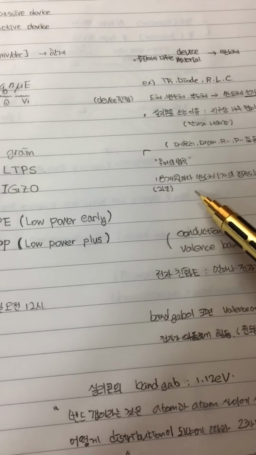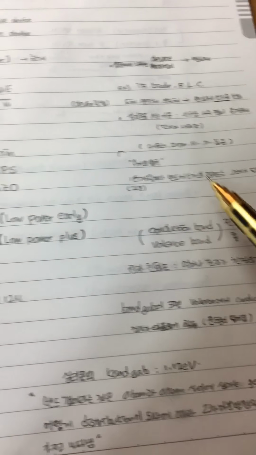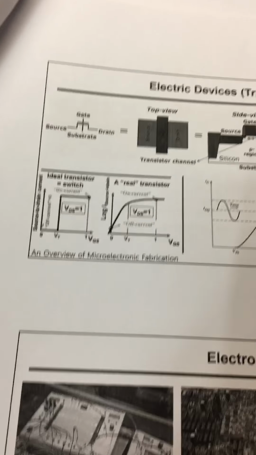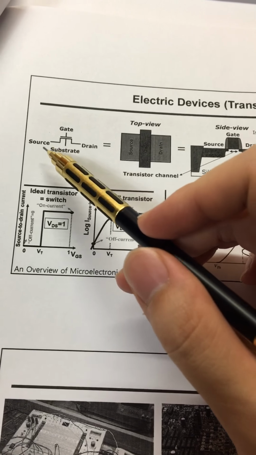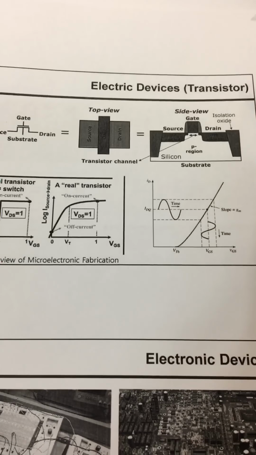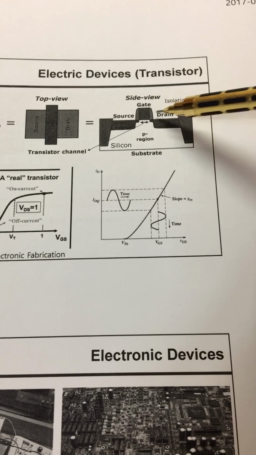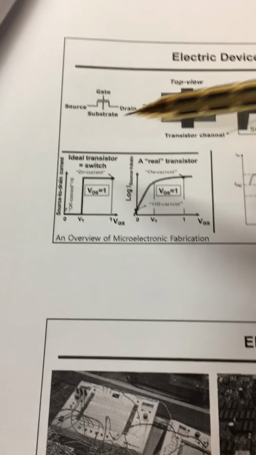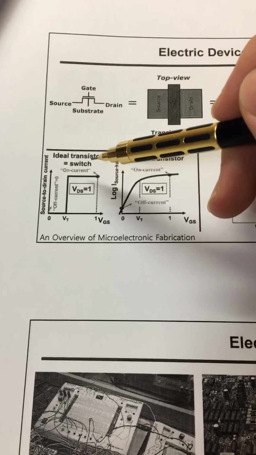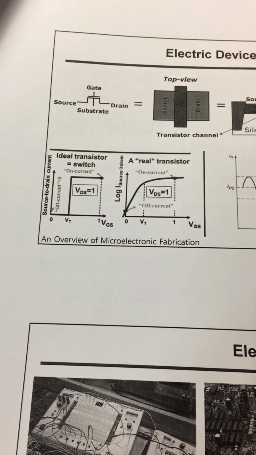Every 18 months, the aggregate density of semiconductors doubles. This is Moore's rule. Electronic devices, for example a transistor, are composed of source, gate, and drain. This image is the top view and this image is the side view. In an ideal transistor, like a switch, VDS equal to 1 gives on current and 0 gives no off current.